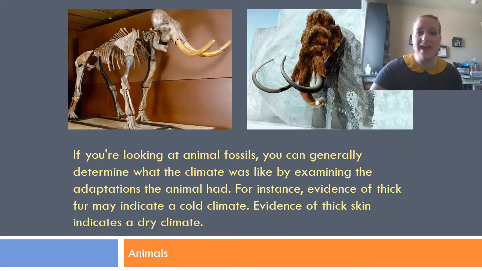Then take a look at these animal fossils. So we have our fossil of a woolly mammoth, and you can generally determine what the climate was like by looking at the adaptations. For instance, evidence of thick fur may indicate a cold climate. Evidence of thick skin may indicate a dry climate and things like that. Or they'll look at their teeth and be able to make a lot of inferences that way to know about the climate.